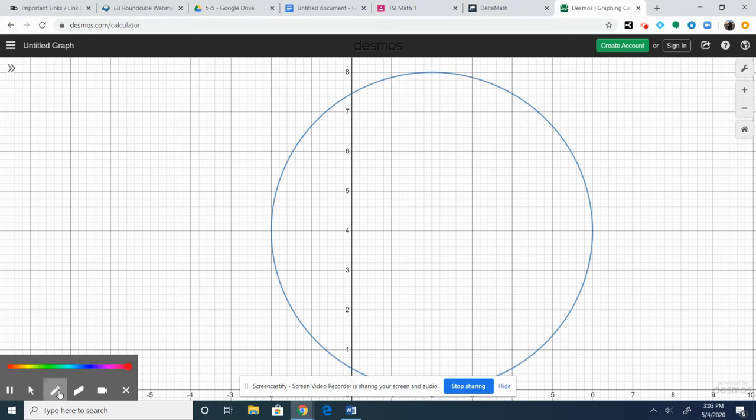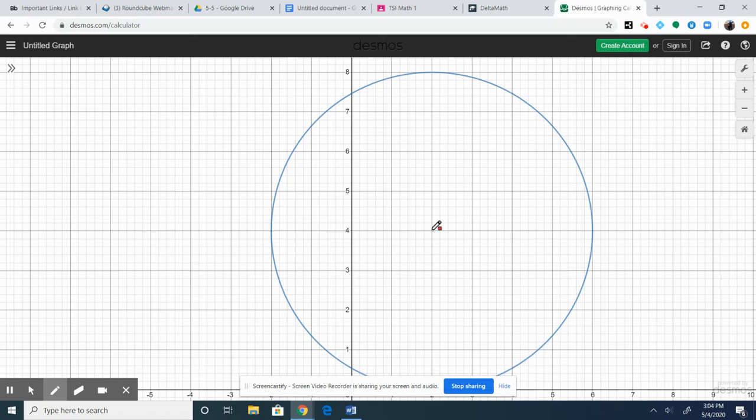Okay, so we had reviewed how to create our equations for a circle and also the distance formula. The reason why we reviewed the distance formula again is because there are times when we'll have circles where the radius isn't that obvious.